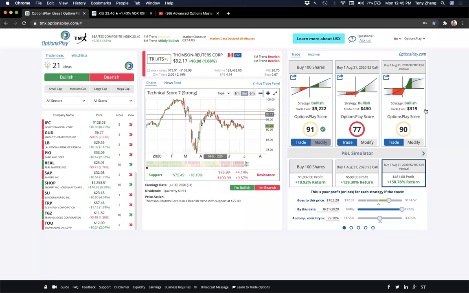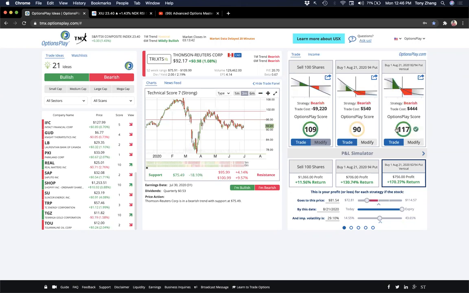Calls, you can certainly trade a call spread. If you think it's going to go higher, you can trade that 92-100, which gives you a very good defined move up to that second target, risking only $319 on a $92 stock. So you're risking about 4% of the underlying stock price to take a bullish view. That is the type of strategy that I would prefer to take.